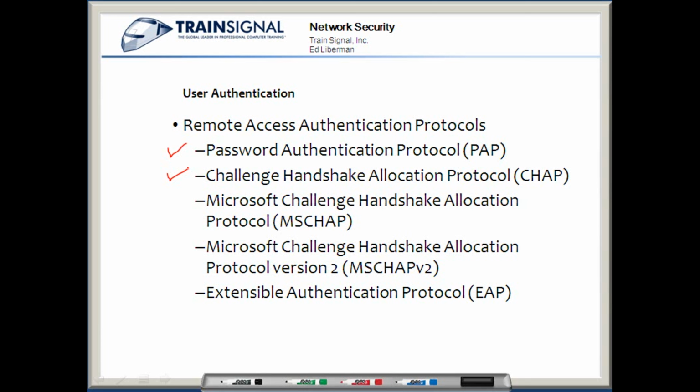If you want to go to a high level of security, well, then you have to use the Microsoft version, the Microsoft Challenge Handshake Authentication Protocol, which not only do they have MS-CHAP, but they even created MS-CHAP version 2, which is even more secure.